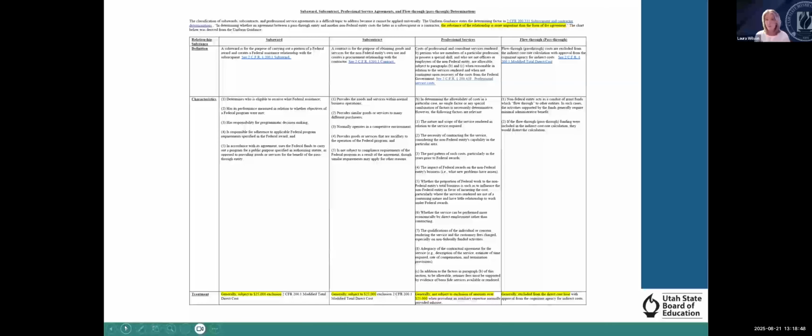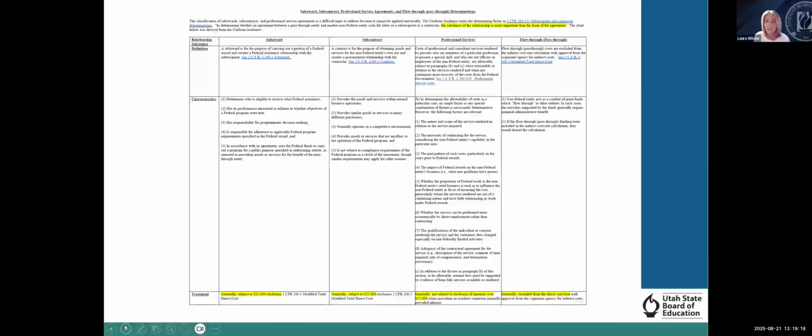If it qualifies as a professional service, for instance, you might hire a speech pathologist that works with a few students. As you go through that contract and compare it to this rubric, if you feel that it's a professional service, then that entire expenditure will go completely into your direct cost pool. You do not enter it as an adjustment if it's a professional service or a pass through.